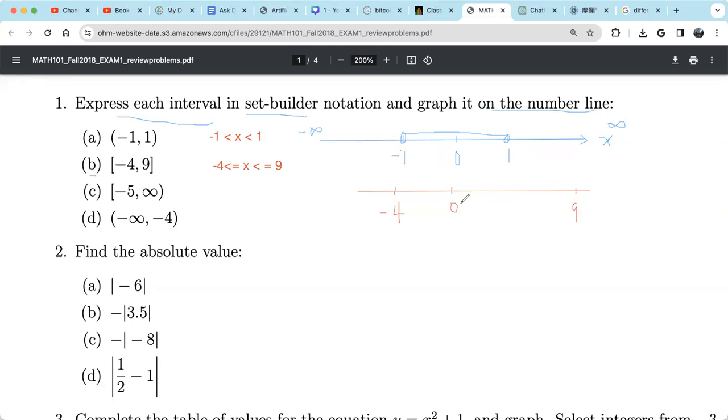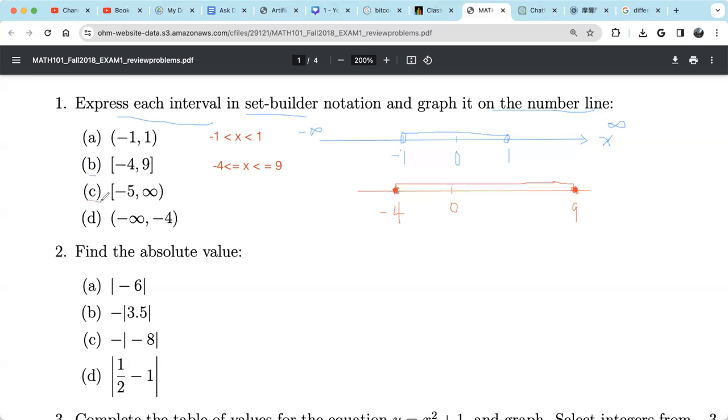We always have to draw the origin 0. Including -4, I'm going to mark with a solid dot, basically a filled-in circle. Including 9 also, because I have a less than or equal sign, so the equal sign is there too. I draw a solid dot. Then I connect those two points. So all those are in the set.